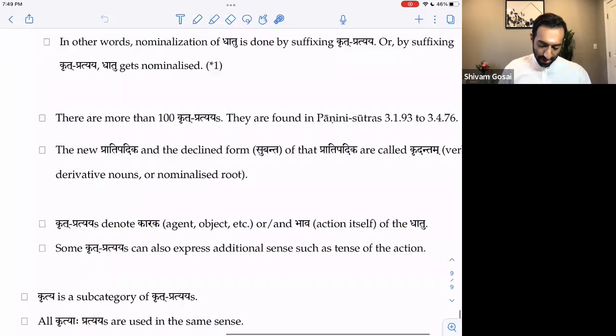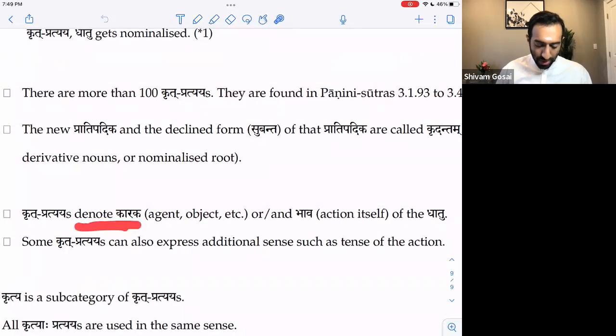Now, krit pratyayas, just like a noun, can denote a karaka. Remember we saw there are six karakas: kartru karaka, karma karaka, karana karaka, and so on, sampradana, apadana. There is no karaka for sambandha, the sixth, but the seventh we have, adhikarana karaka. So we have six of them. It can denote any of those, just like a noun. Or it can denote bhava, the action itself. If we say dhatu plus a krit pratyaya, it can just denote doing, the meaning of doing.